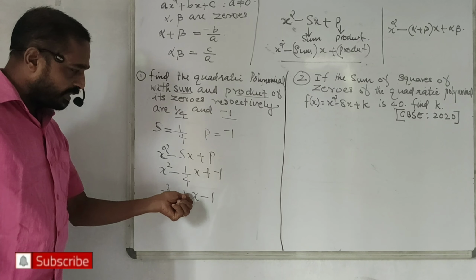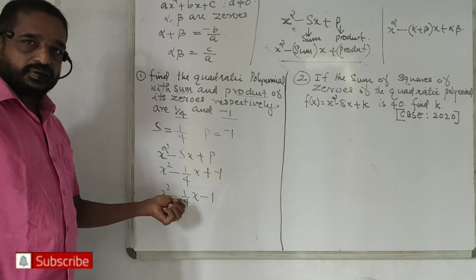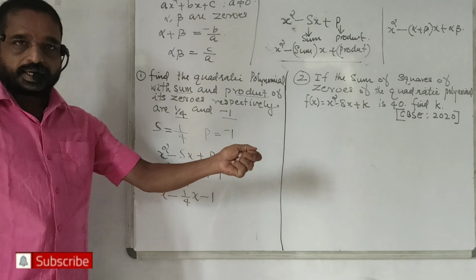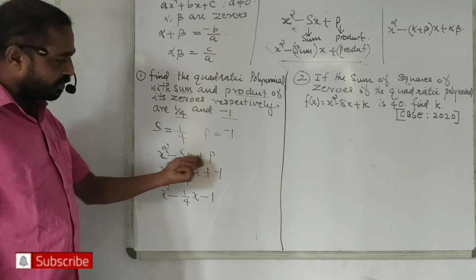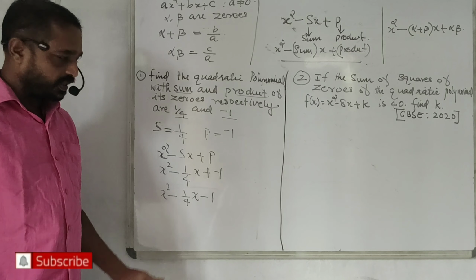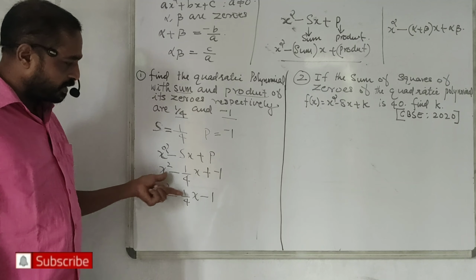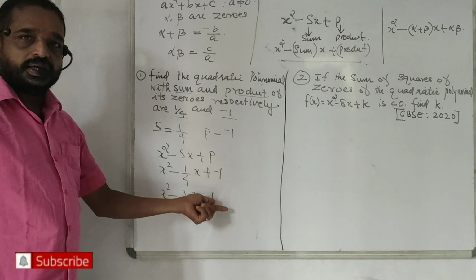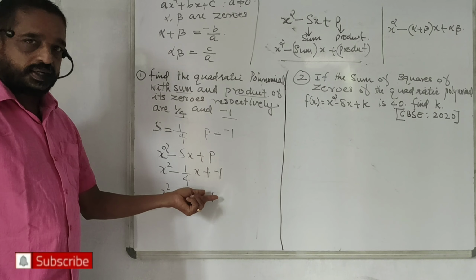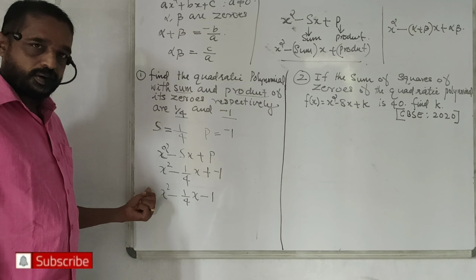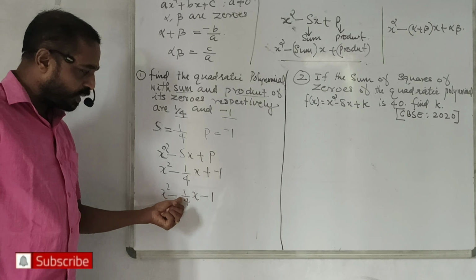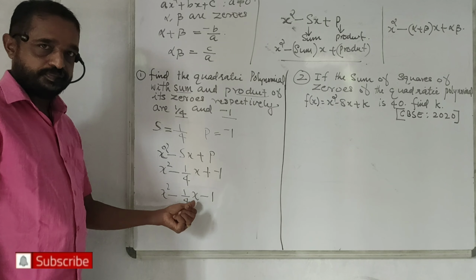See, in order to get rid of this by 4, we can multiply this quadratic polynomial throughout by 4, so that we can get rid of this 4. We can multiply this quadratic polynomial with any non-zero constant. So let us multiply this polynomial throughout by 4 to get rid of this by 4.